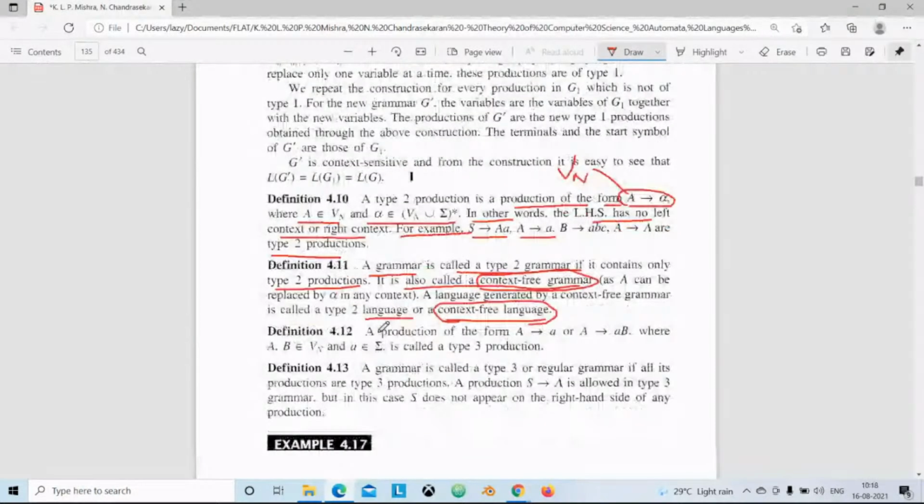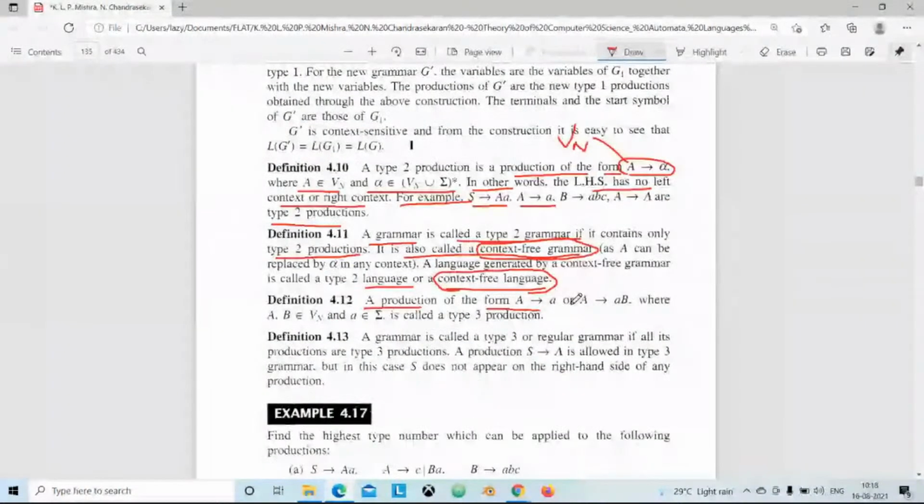Now the last one, a production of the form A implies a, small a, or A implies aB. This is the production which we are including in our type 3. So what constraint are we applying? Here we are saying that we can only have a single variable on the left, and on the right hand side we must have a single terminal. That is one we can allow, and the other one is A implies aB, where A and B are variables and a is a terminal, so this is called a type 3 production.